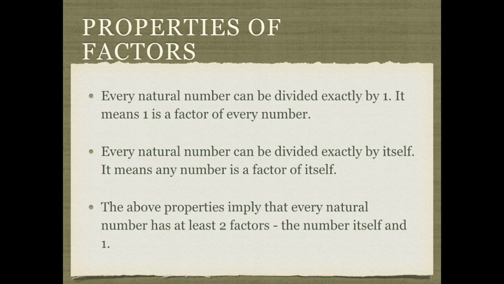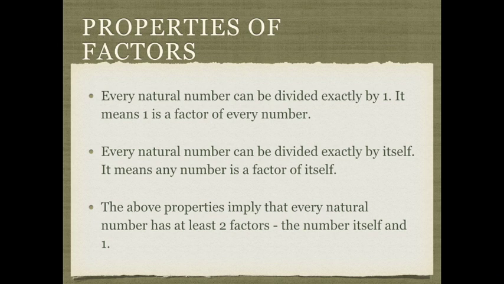Now coming to the properties of factors. Every natural number can be divided exactly by 1. Everyone is aware about it? It means 1 is a factor of every number. Obviously. Every natural number can be divided exactly by itself also. It means any number is also a factor of itself. So 1 is a factor of every number and every number is also a factor of itself. The above properties imply that every natural number has at least 2 factors, that is 1 and itself. So you must remember that every natural number has at least 2 factors.